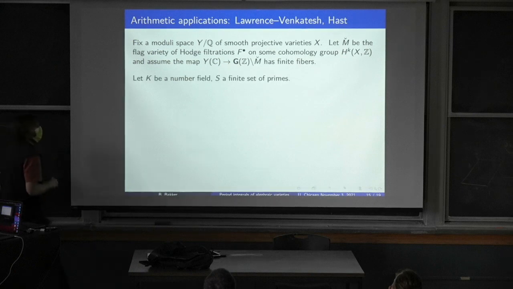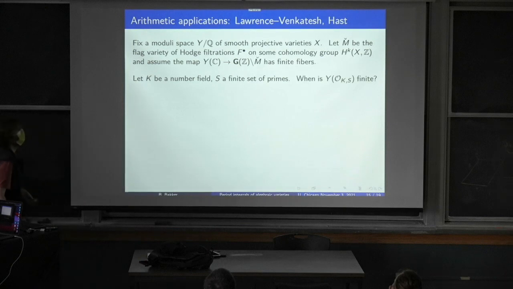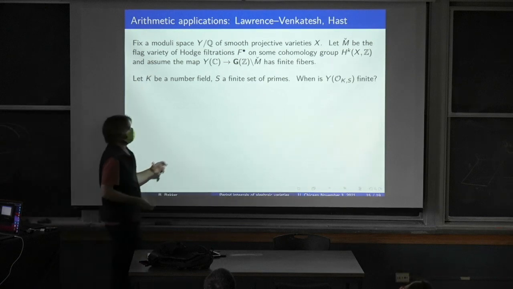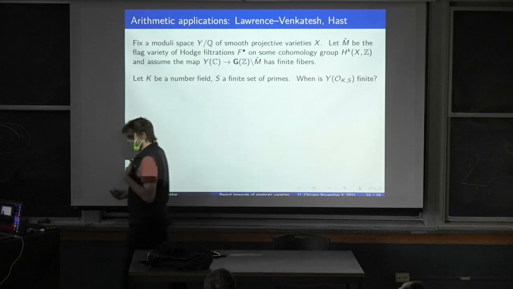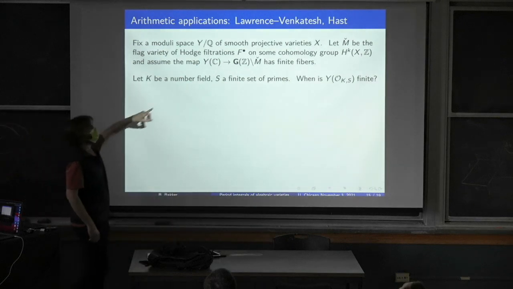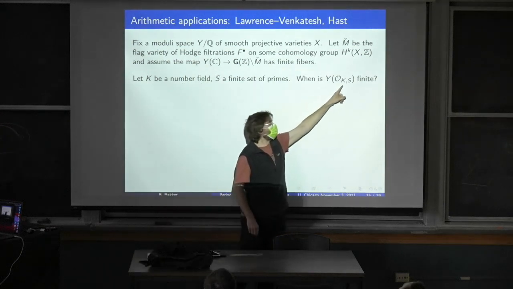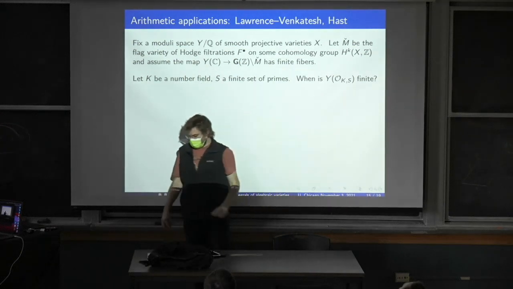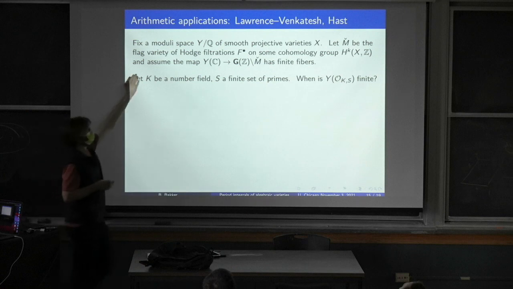Okay, so we can ask the question, all right, let K be a number field, and S a finite set of primes. When is the set of S-integer points of Y finite? So geometrically, this is asking when are there finitely many of the varieties parameterized by Y defined over K which have good reduction outside of S. Okay, so this is a type of statement known as a Shafarevich type conjecture for the varieties parameterized by Y.